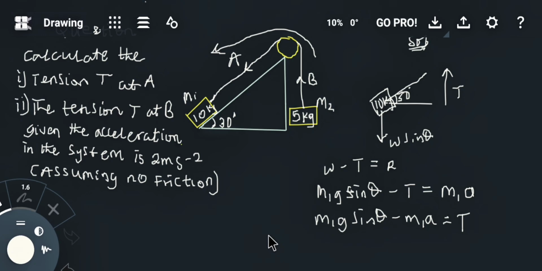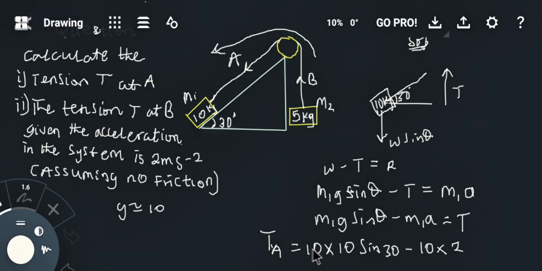When we put everything together, the tension at point A is equal to, what is our M1? M1 is 10. Acceleration due to gravity, 9.8, we can assume to be approximately 10, multiplied by the sine of the angle, which is 30 degrees, minus M1, still 10, multiplied by the acceleration in the system, which is 2. Simplifying, 10 multiplied by 10 is 100, and 100 sine 30 is half of it, which is 50. So the tension at A is 50 minus 10 times 2, that is 20. When you do the subtraction, the tension at A is equal to 30 Newton.